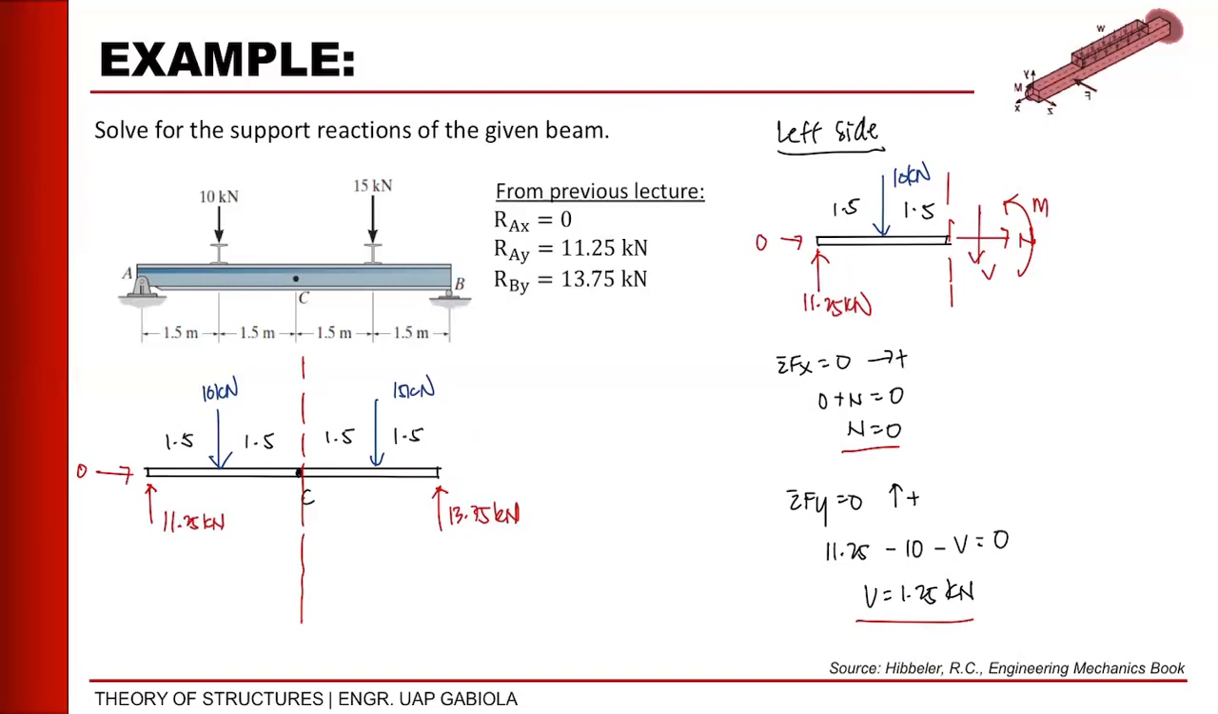So, ang summation ng moment natin laging papunta dun sa point ng cut section natin. So, tawagin kong point C yung section na yon. Doon tayo magmo-moment. Ibig sabihin, lahat ng forces natin, lahat magmo-moment dito sa point na to.